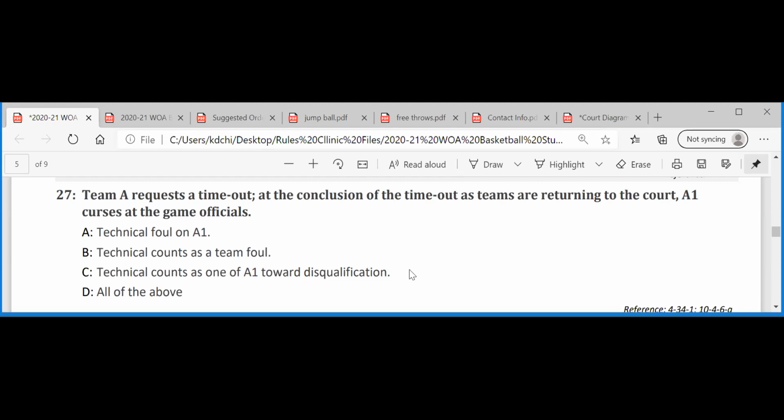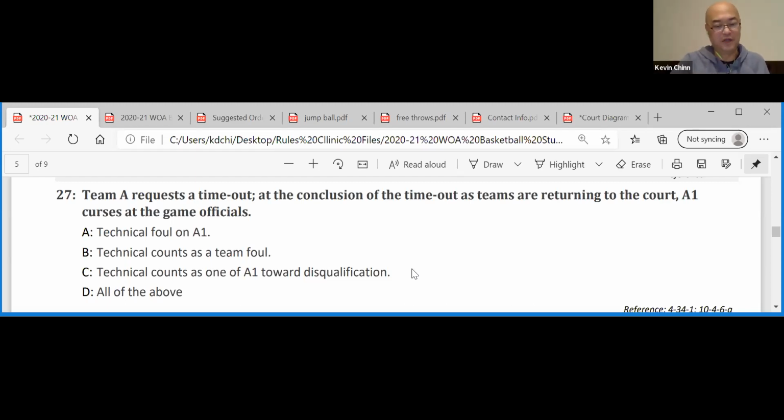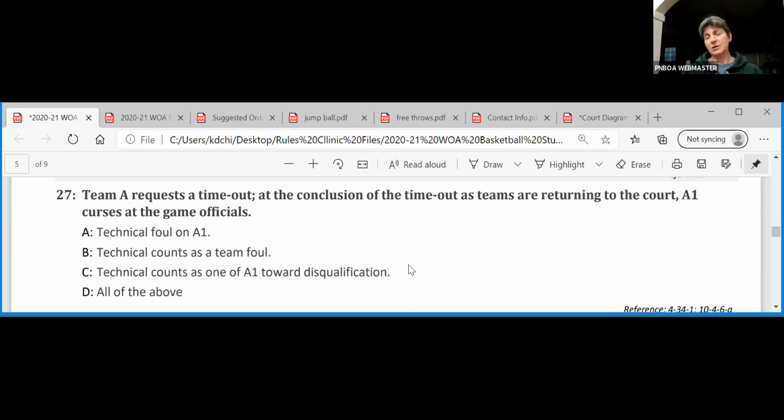Yeah, the question is not trying to fool you. If you get a technical, it counts toward your 5. So if you only get 1, it still counts toward your 5, and you're not disqualified until you get your 5th foul. It also counts towards your 2 before you're ejected. So it could be either one. Correct. Good, thank you, Carl.